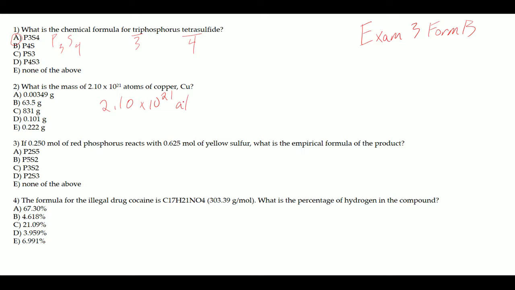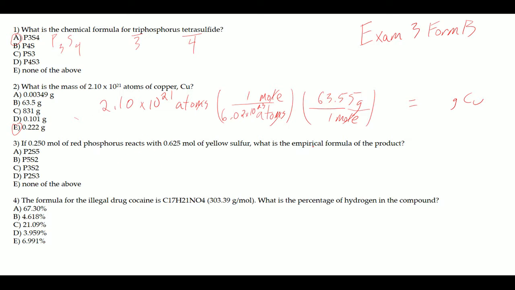So given that information, I write it on the left. I'm after grams of copper. And I remember that I have to always go through the mole. So I know I'm going to have to go atoms to mole. Use Avogadro's number. And then use the molar mass here, which for copper is 63.55 grams per mole. Okay, multiplying across the top, dividing by the bottom, my units should work out and leave me in grams. And the answer should be E.